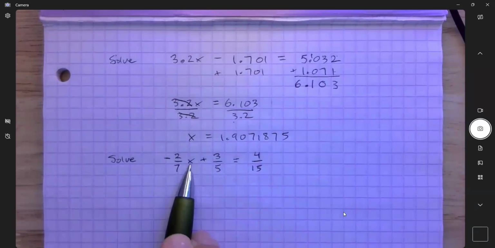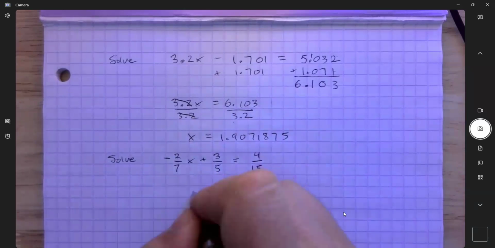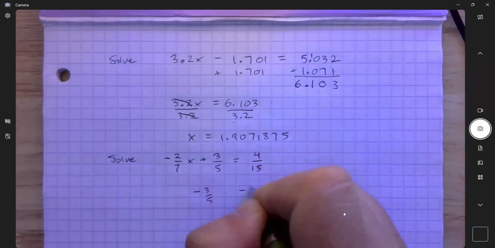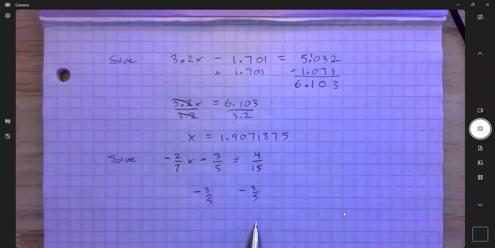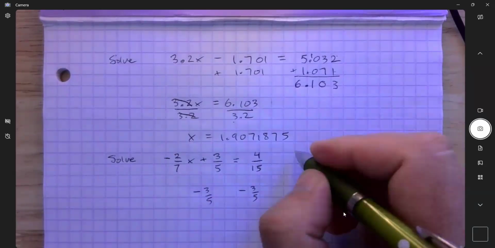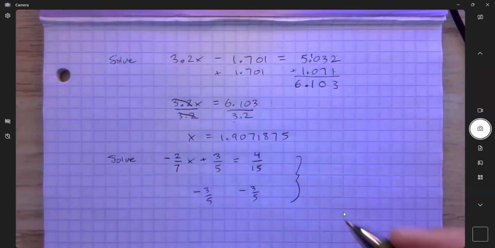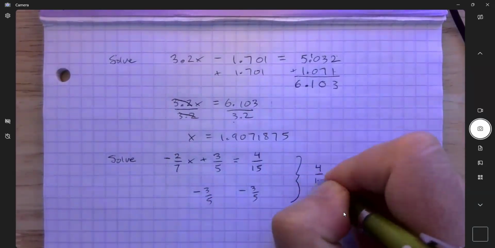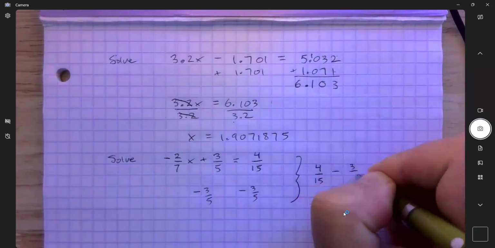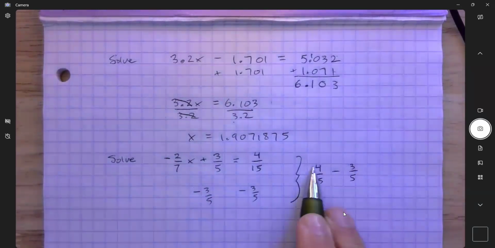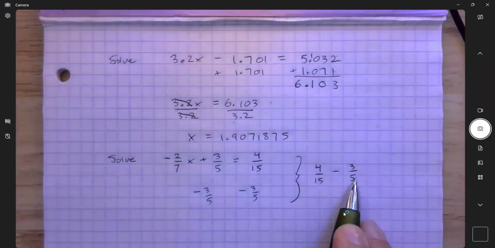So first we want to isolate the x, so we're going to subtract 3/5 on both sides. And when you subtract fractions, they have to have the same denominator. So let's do a little work here over on the right, just as a reminder. 4 divided by 15 minus 3/5. I don't just subtract the top and subtract the bottom. I have to make sure they have the same denominator.